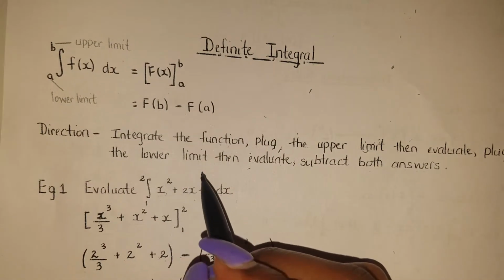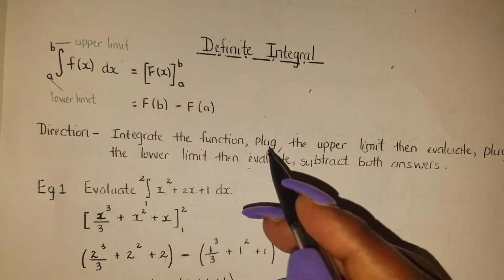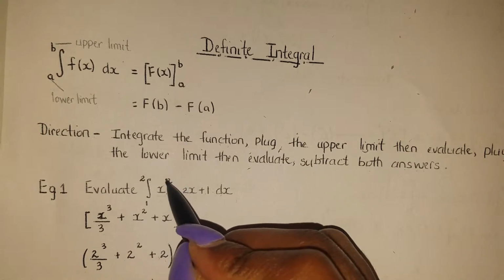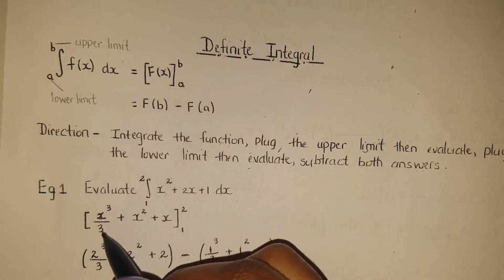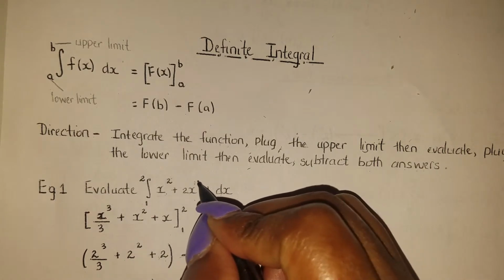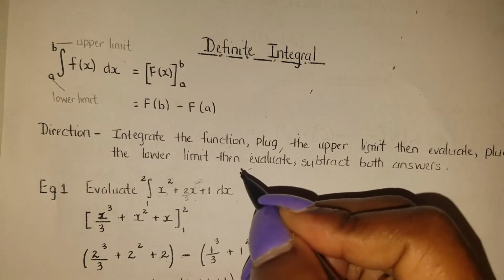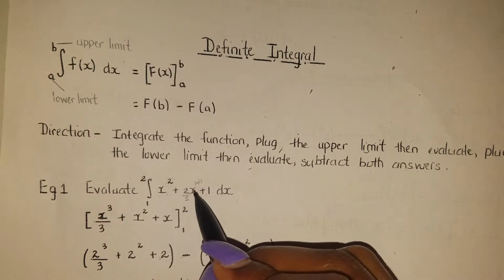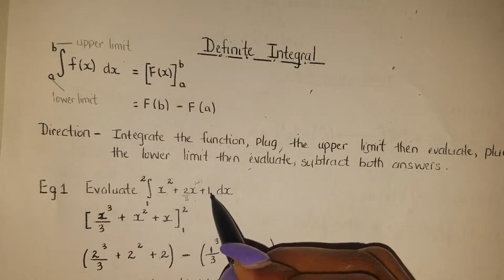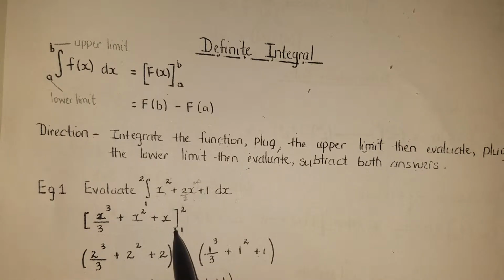When we integrate, the rule says we're going to add 1 to the power, then divide by the answer we get. So if I add 1 to 2, I will get 3, and I divide by that 3. This x is the power of 1, so when I add 1 to it, I get 2, and I divide by 2. So this leaves us with an x squared. And if we integrate 1, we simply get x. Now this is our integral answer.